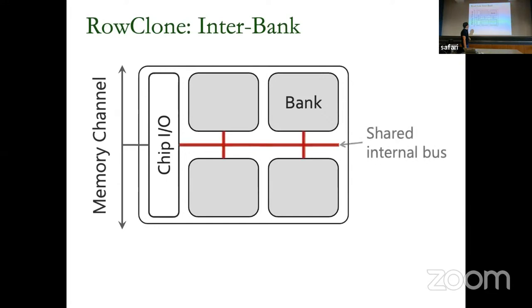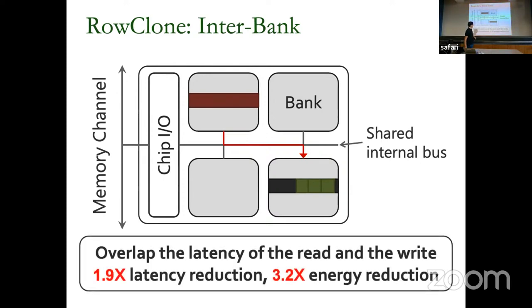But the RowClone paper also proposes a way of communicating data, or moving data, between different banks in the same chip by using the shared internal bus that the chips themselves have in order to read and write from the chip I/O. And the idea would be moving, one by one, cache lines from one row in one bank to another row in another bank. This is not so great in terms of latency and energy reduction, but is still pretty good compared to the traditional approach that needs to bring everything to the processor and then move it back to the destination row.